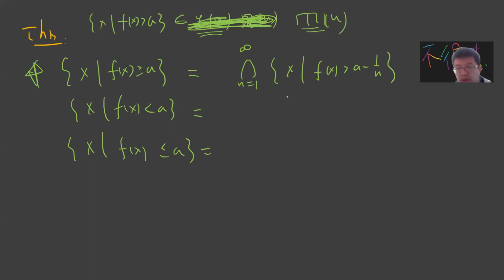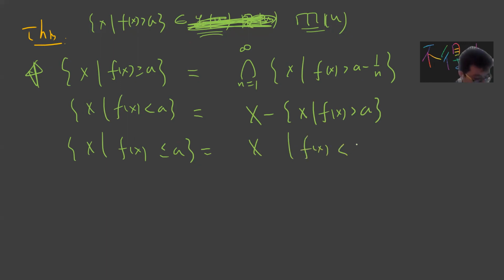So in the sigma ring, the countable intersection is measurable. And this is x minus the set where f of x is greater than a, and then this is x. So this is x, f of x less than a plus 1 over n. By definition, this is already measurable, and so you can take the intersection.